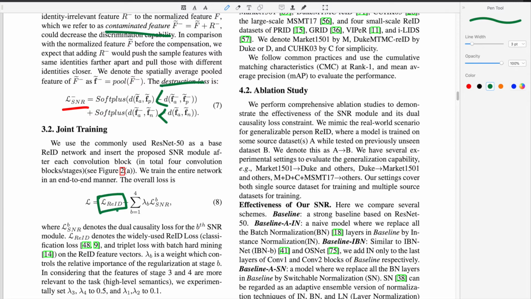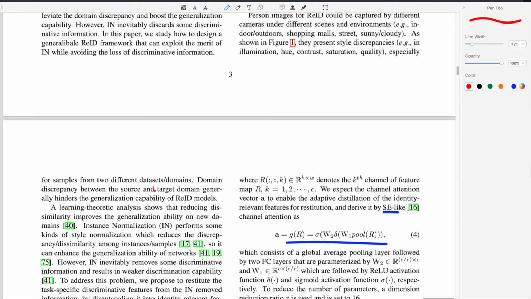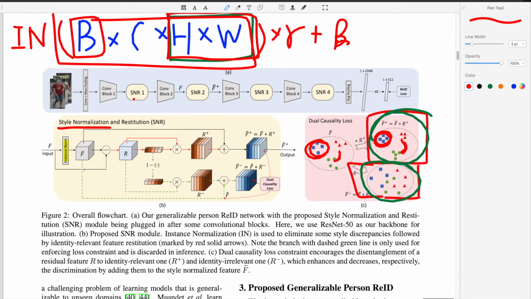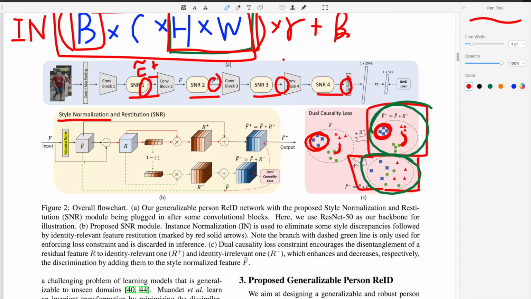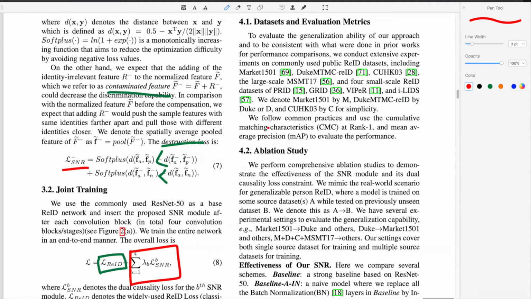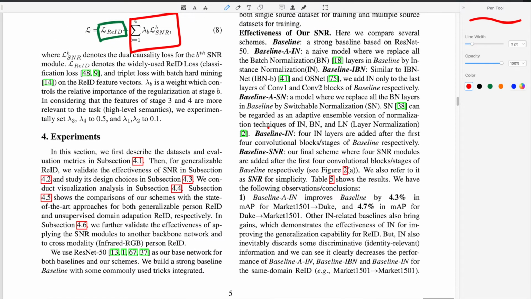traditionally used ReID loss function, and then the SNR loss function, basically SNR negative plus SNR plus, and we add them across the 4 SNR blocks in the module, because remember there are 4 SNR modules. Therefore, there can be 4 F squiggly plus and F squiggly minuses produced for each of the SNR blocks. So this is basically it. That's how this SNR framework works.